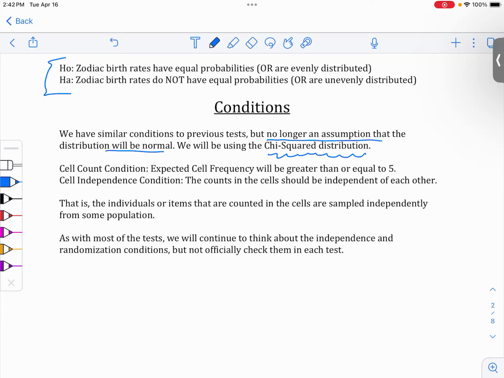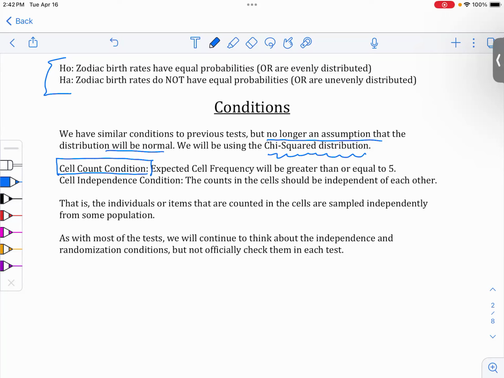There's also the cell independence condition and the randomization condition. Now be aware, these conditions we have been inherently checking all along. We just never officially check them. You just kind of think, all right, as long as this data was randomly collected, I should be okay. The only one we're fully going to check is the cell count condition. So this is our new condition, and that's what we're going to be checking from here on.